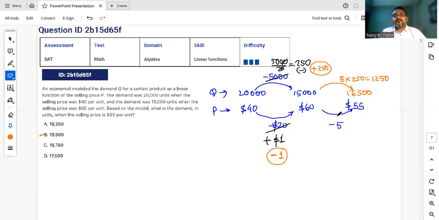We are using it in a much more, let's call it, easy to understand way, and getting the answers. If you were to use the slope by the formula way, we would have said let the demand be Q. So we would equate the slope. So 20,000 minus 15,000 upon 40 minus 60 equals 20,000 minus Q, that's the one we need to know, over 40 minus 55, and then solve for Q.